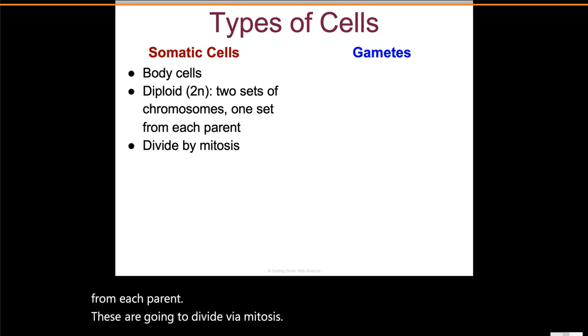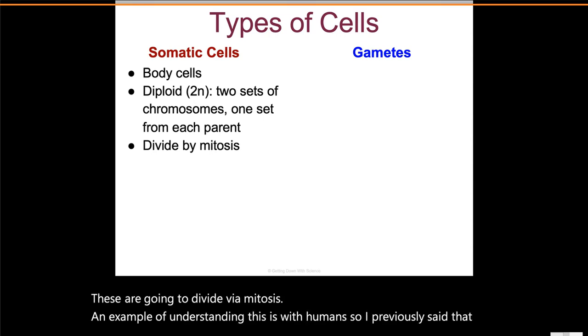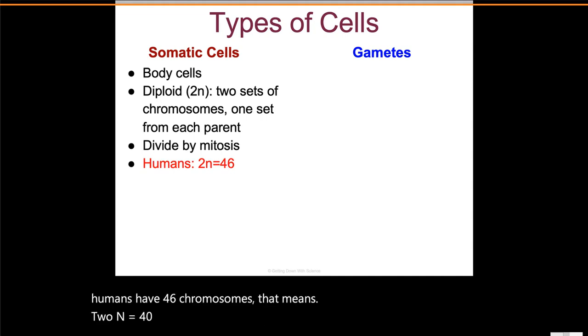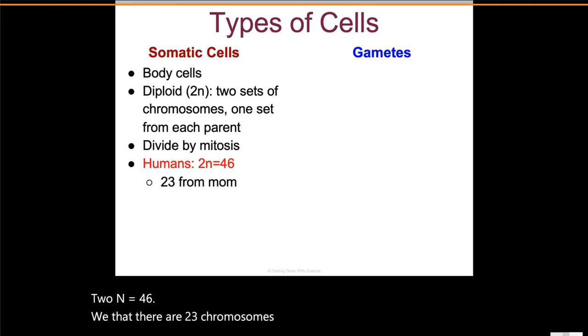An example of understanding this is with humans. So I previously said that humans have 46 chromosomes. That means 2N equals 46. We now know that there are 23 chromosomes from mom and 23 chromosomes from dad.